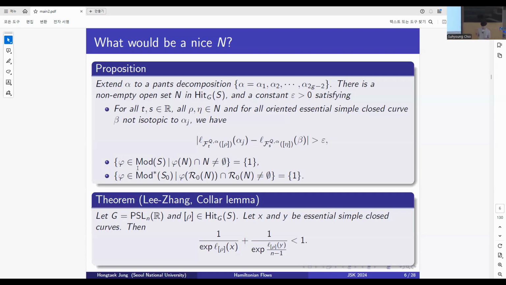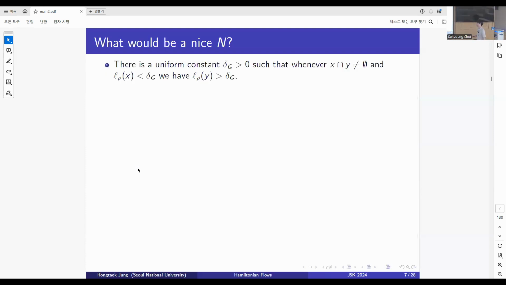So that means there is a uniform constant delta of G, which depends only on your Lie group G, such that whenever x and y are intersecting, and if one has length smaller than this constant delta of G, then the other curve must have length bigger than delta of G. That's the upshot of our Collar Lemma.